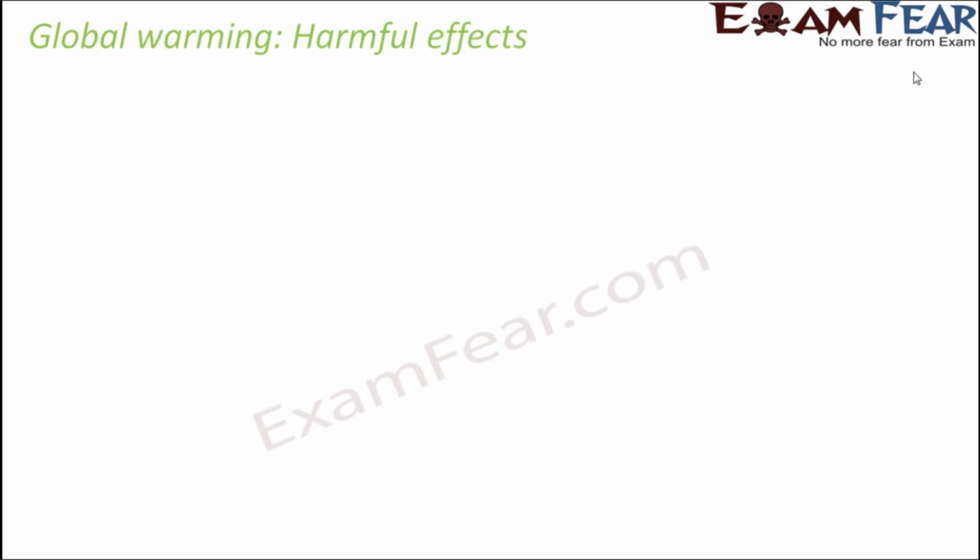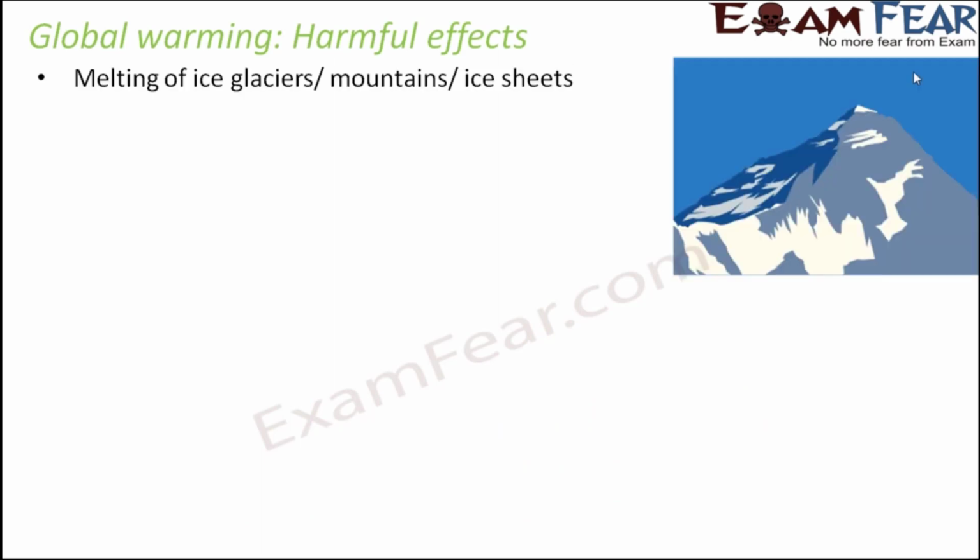Now, when you look at the harmful effects of global warming, they are also huge. When the average temperature of the earth increases, the melting of ice glaciers, mountains or ice sheets is inevitable. And this melting will result in destruction of living organisms or ecosystems of those regions, because even in these ice glaciers or mountains, a huge number of living organisms survive. So when these regions melt down, all those organisms will also get lost.